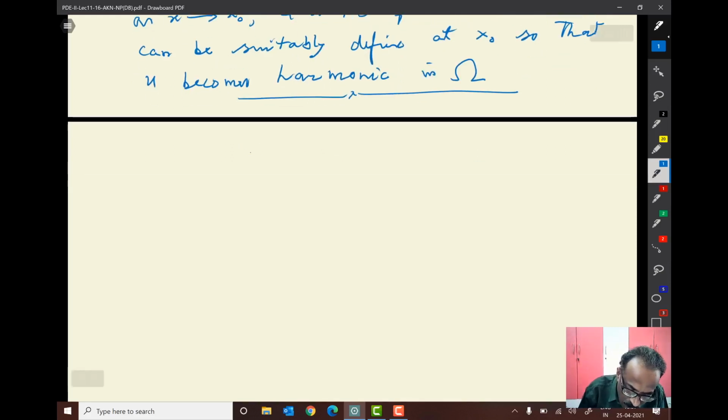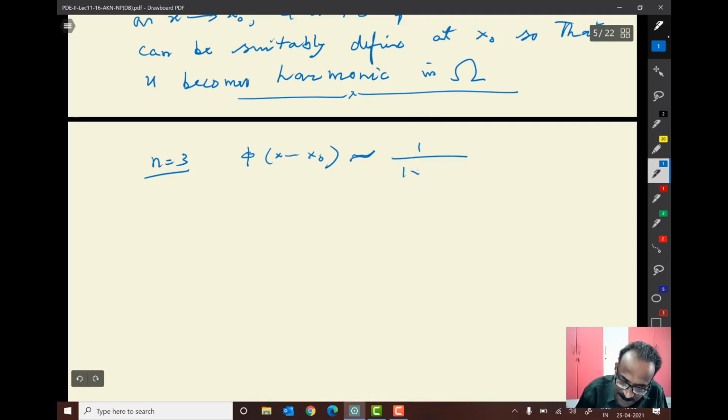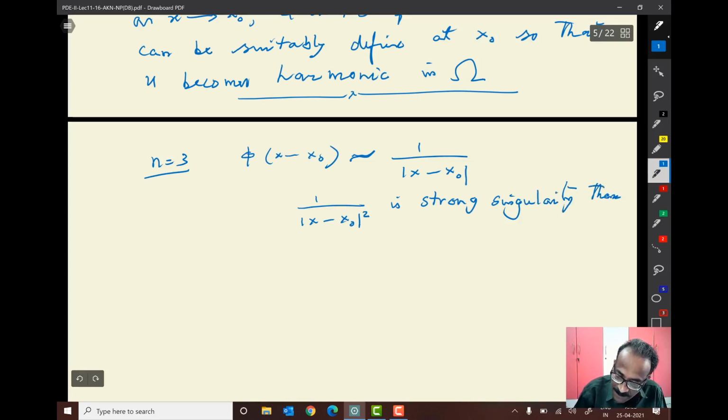But what does this mean? If you look at phi of x minus x naught, say you take n equal to 3, for example, then the singularity is something like 1 over mod x minus x naught. So if this power increases, for example 1 by mod x minus x naught whole square, that is a strong singularity. It goes much faster to infinity. On the other hand, if you take 1 over mod x minus x naught to the power half, then it is a weaker singularity than phi.